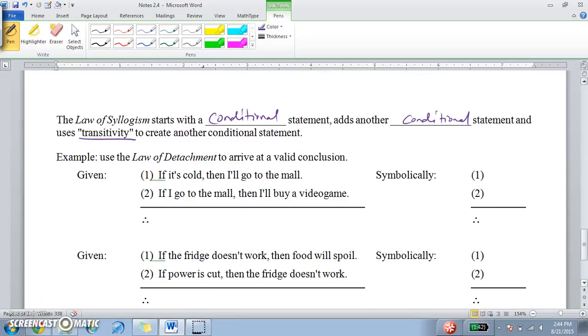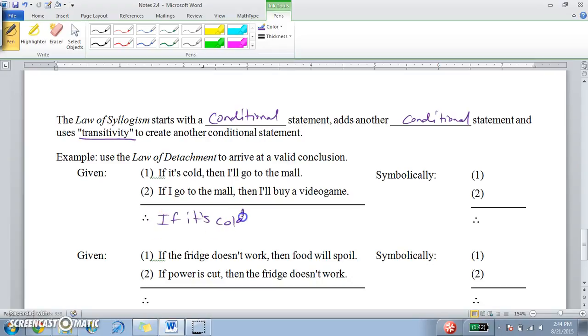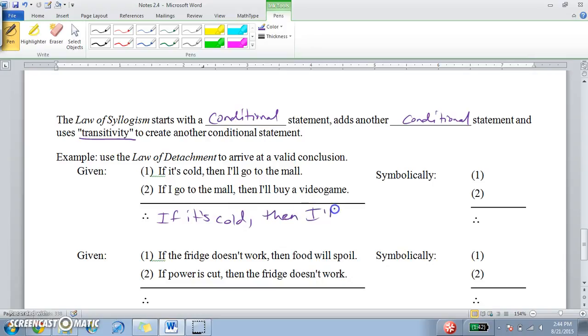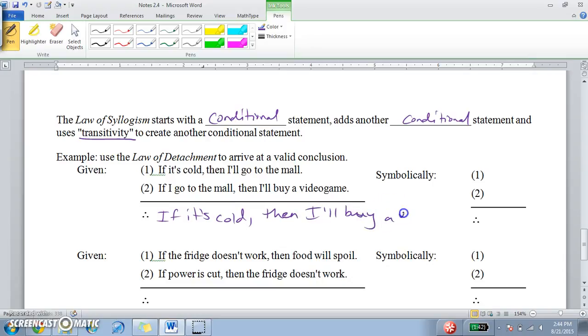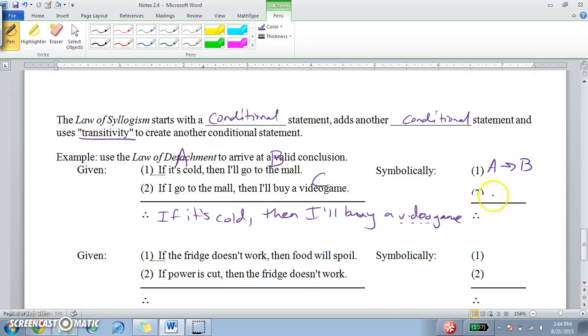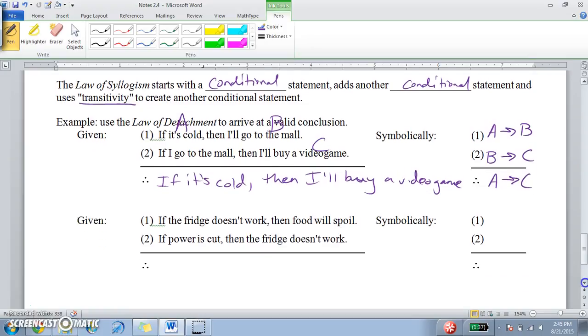So, for example, if it's cold, then I'll go to the mall. If I go to the mall, then I'll buy a video game. Therefore, my conclusion could be, if it's cold, then I'll buy a video game. Okay? I've got, if it's cold, then I'll go to the mall. But if I go to the mall, then I'll buy a video game. So if it's cold, eventually I'm going to buy a video game. So if we let cold be event A, mall be event B, video game be event C, we've got if A happens, then B happens, B happens, and C happens. Therefore, if A happens, then C is eventually going to happen.